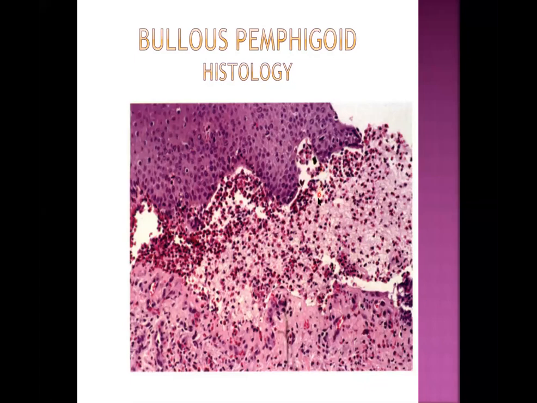This is bullous pemphigoid. So in your exam, some of the examiners can simply take this histopathological slide and ask you what the findings are first, and then the diagnosis. You have to exactly describe what you see here and then give the differential diagnosis. In this type of picture, the first is bullous pemphigoid.